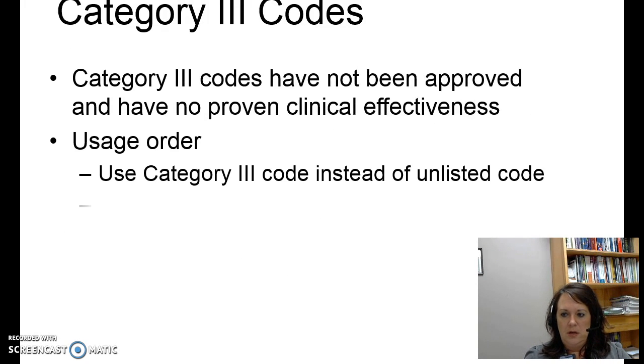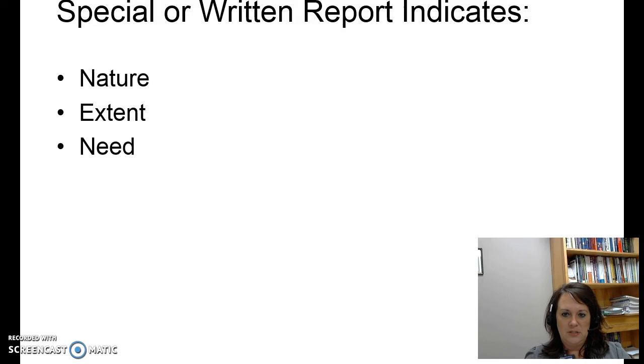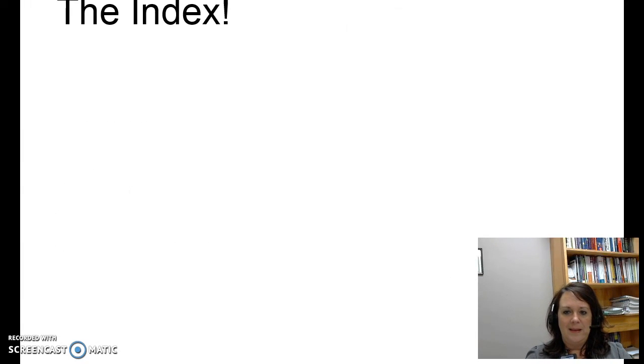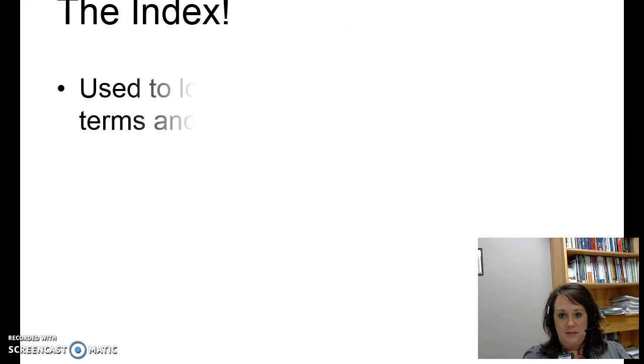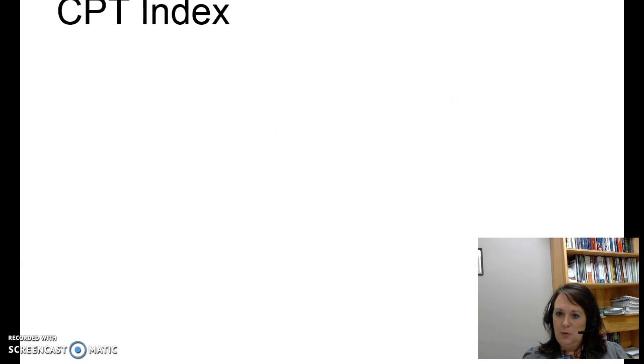Category 3 codes, we're going to skip that slide too. Special reports are just what we need to report if we use the 99 codes, and that's not a big deal either. The index is huge. I feel like we're doing that at the end, and this is really where we start.